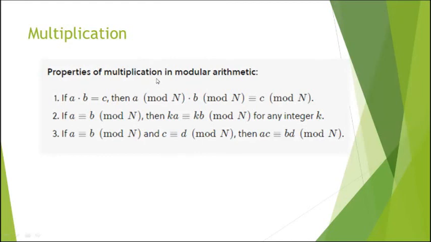The properties of multiplication in modular arithmetic. If A times B is equal to C, then A mod N multiplied by B mod N is congruent to C mod N. If A is congruent to B mod N, then K times A is congruent to K times B mod N for any integer K. If A is congruent to B mod N, and C is congruent to D mod N, then AC is congruent to BD mod N. Okay?